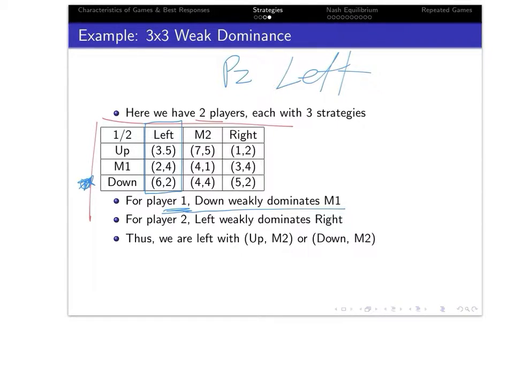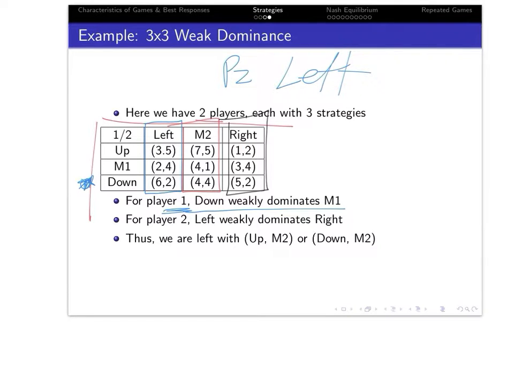So player 1 can play down and get 6, can play middle and get 2, and can play up and get 3. Clearly 6 is the best option. We move across here. Player 1 can play down and get 4, can play middle and get 4, and can play up and get 7. Okay, cool. And then if you look over here, player 1 can play down and get 5, M1 and get 3, and play up and get 1.